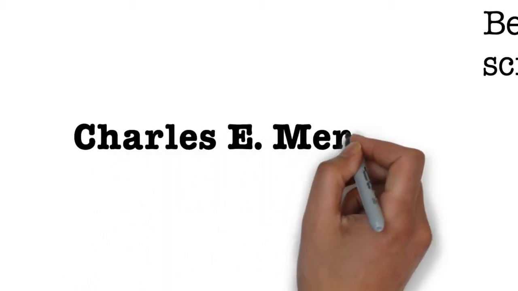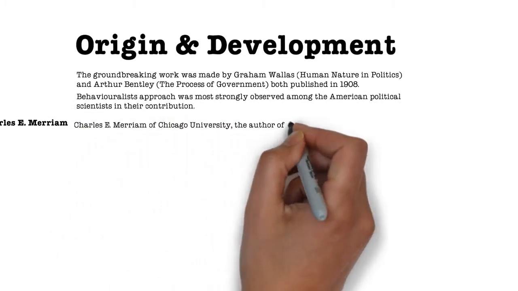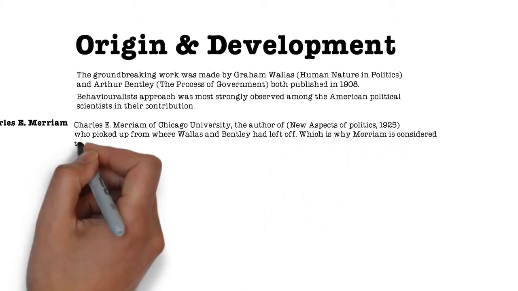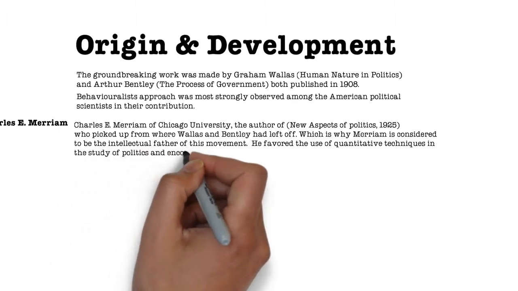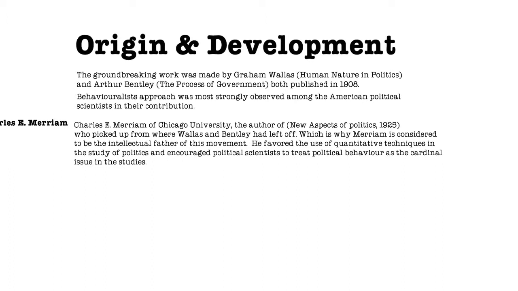Charles E. Merriam. It was Charles E. Merriam of Chicago University, the author of New Aspects of Politics, 1925, who picked up from where Wallas and Bentley had previously left off, which is why Merriam is considered to be the intellectual father of this movement. He favored the use of quantitative techniques in the study of politics and encouraged political scientists to treat political behavior as the cardinal issue in their studies.